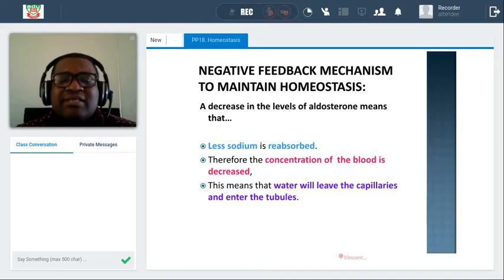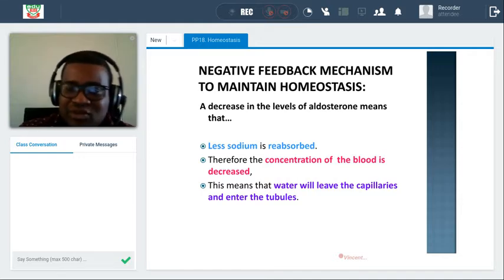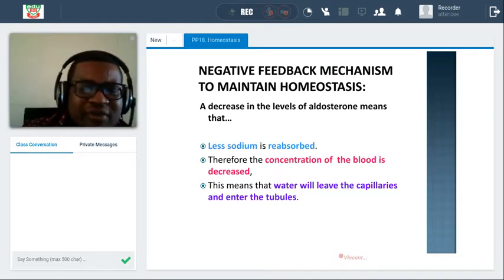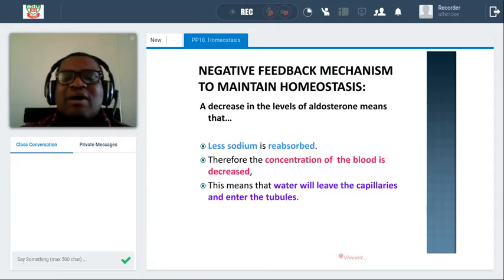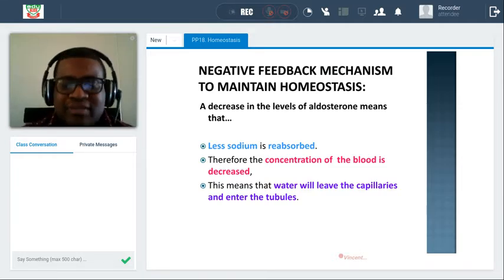So a decrease in the level of aldosterone means that less sodium is reabsorbed. Therefore, the concentration of the blood is decreased. This means that water will leave the capillaries into the tubules and out as urine.